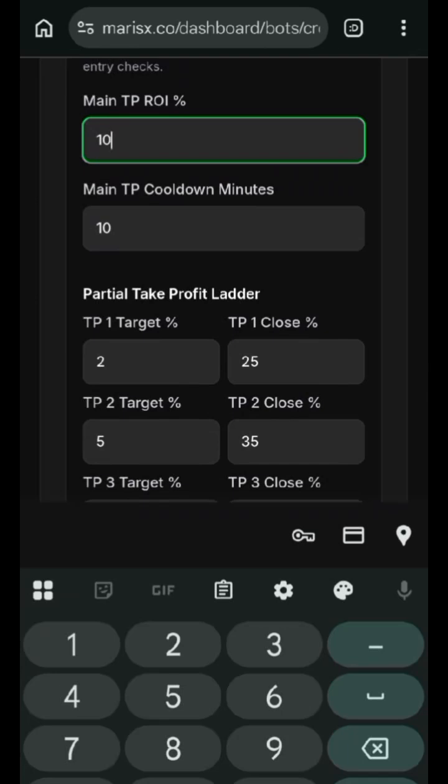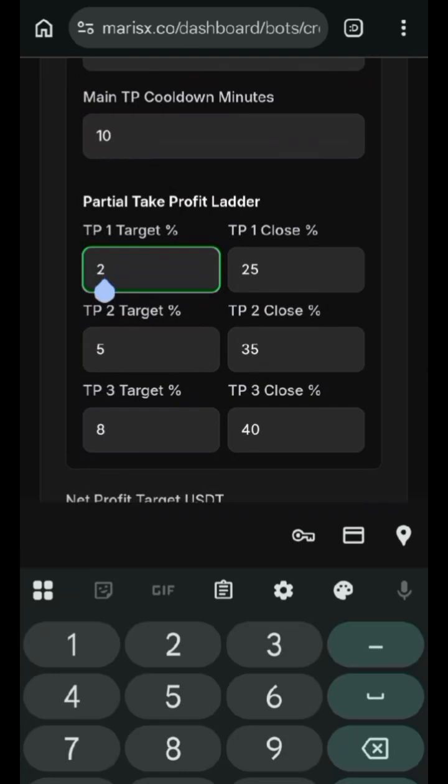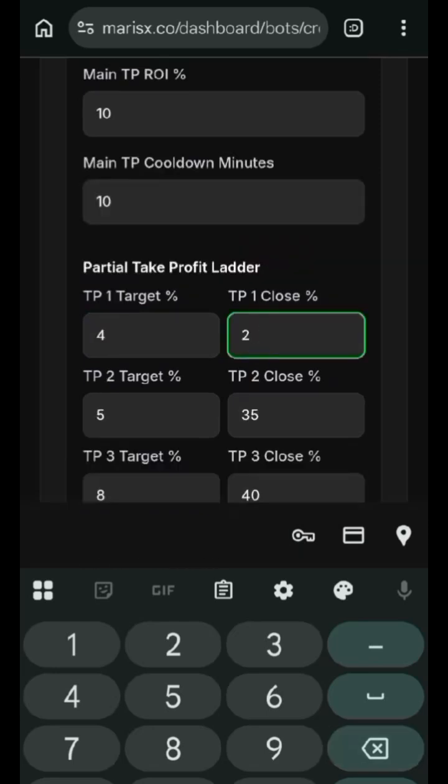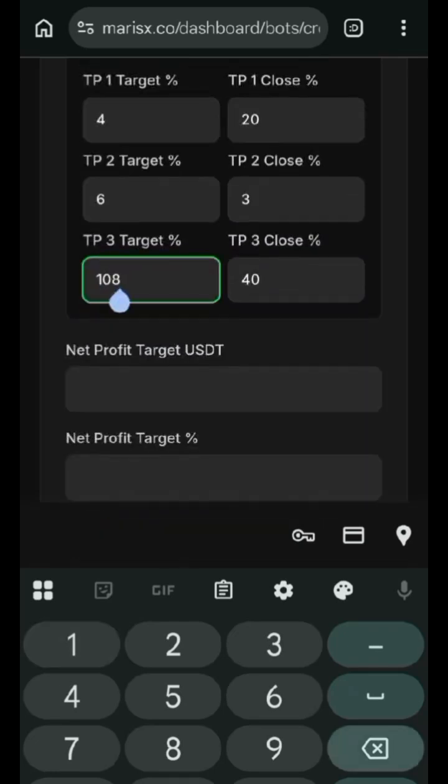All right. So now for partial take profit, you can say, okay, for first TP, if this trade goes up by 4%, close 20% of my trade. That is what it means. Close 20, take profit from 20% of the trade. If the market goes up by, let me say, 6%, all right, close 30% of my trade. And then if the market goes up by 10%, close the remaining 50% of my trade.